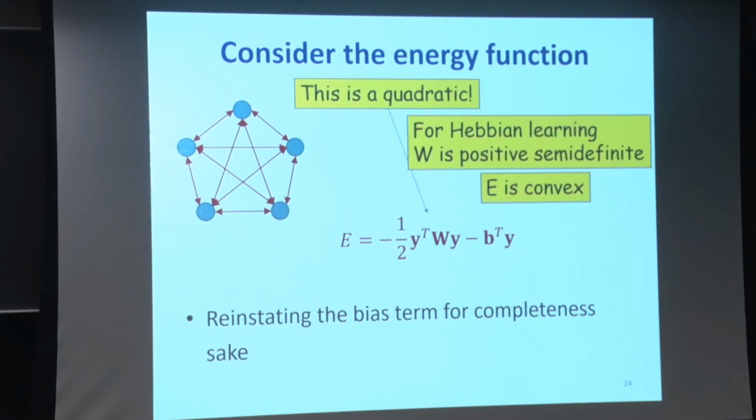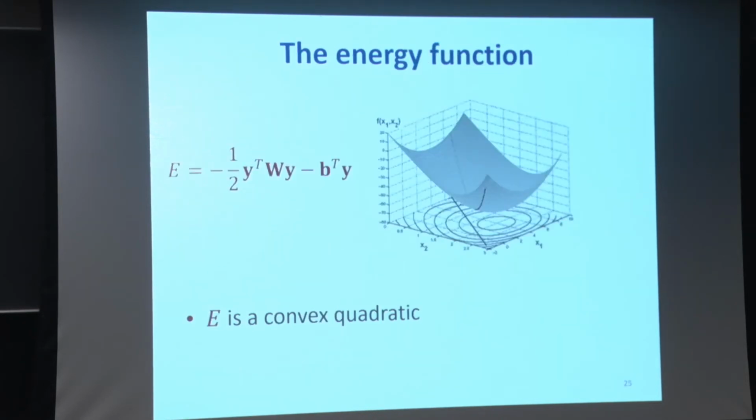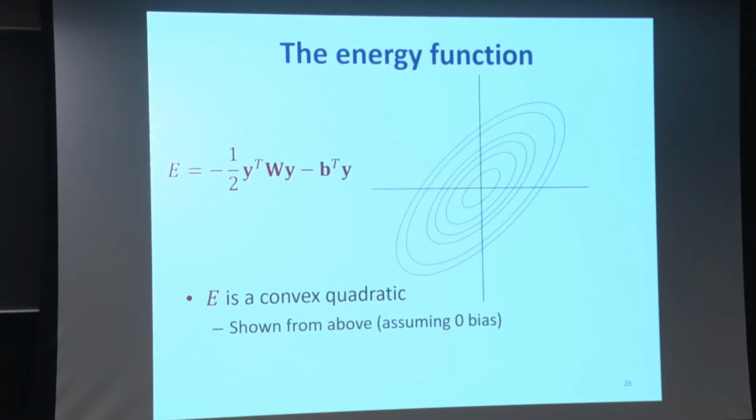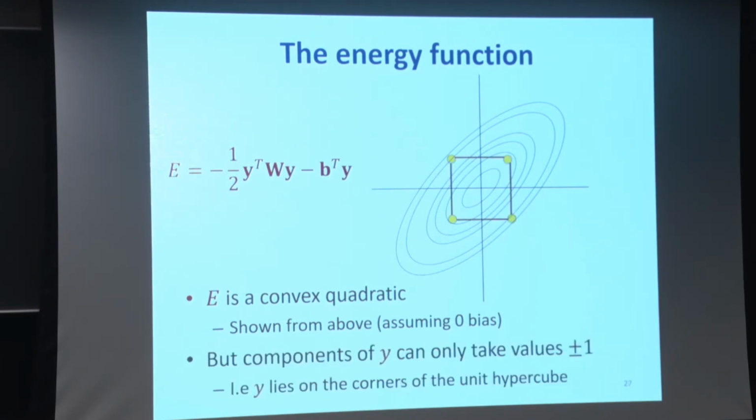Keep in mind that W is positive semi-definite, E is convex, this is quadratic. So this is what the function is going to look like. It has a unique minimum, but then you have an additional constraint. So I'm showing you this figure from the top. If I slice it at different heights, each of the slices is going to be an ellipsoid because this is a quadratic function. But then you have this other constraint that the output of the network has to be binary. It can only be a +1 or -1.